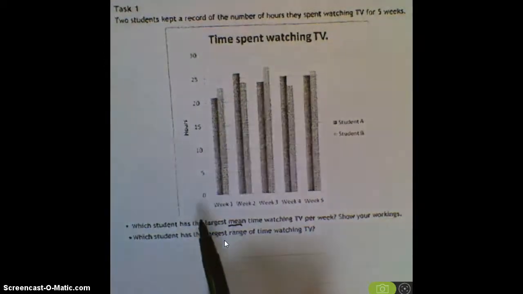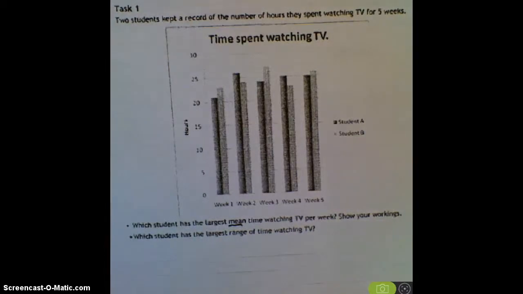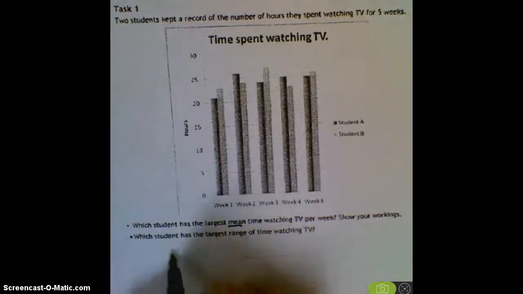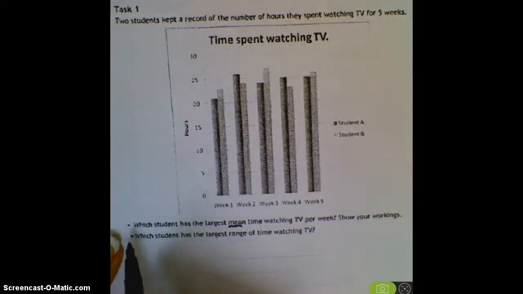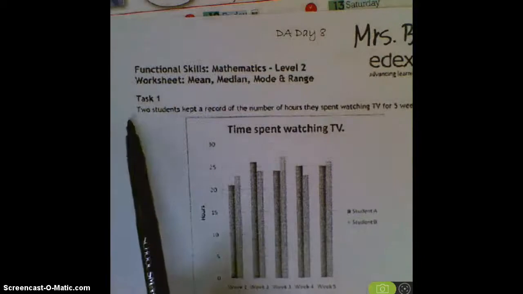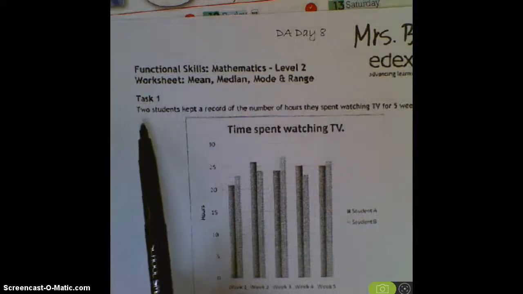Remember that poem, Hey Diddle Diddle, the median's the middle. You add then divide for the mean. So for mean, we're going to be adding and dividing. It does say to show your work. And oh, we better read our title up here. Remember, a title and a heading are the same thing.